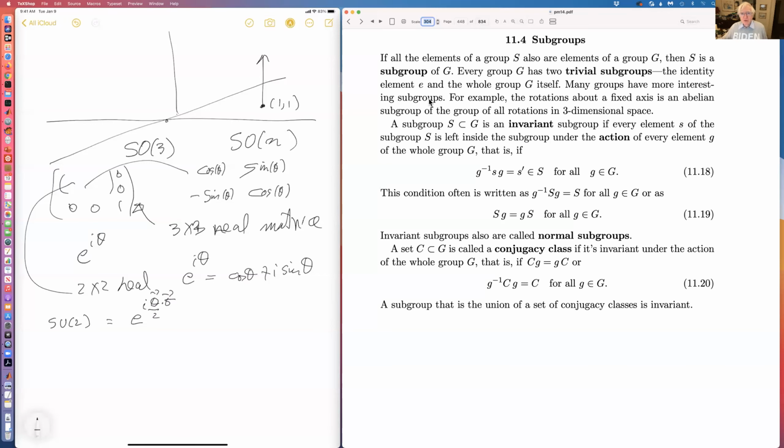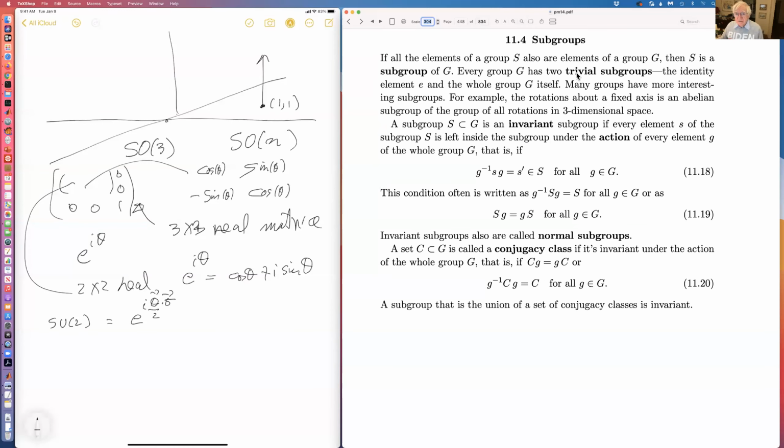So maybe I'll mention something about subgroups. If all of the elements of a group S are also elements of another group G, then S is said to be a subgroup of G. For example, we could talk about rotations about the z-axis. These form a group, and these are all elements of the group of rotations in 3 space, rotations about the origin. So we would say that the rotations about the z-axis, or about any particular axis, are a subgroup of the whole group of rotations.